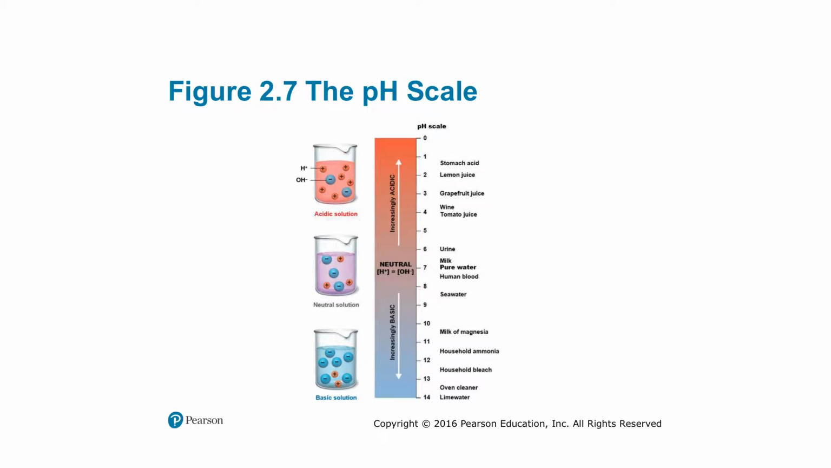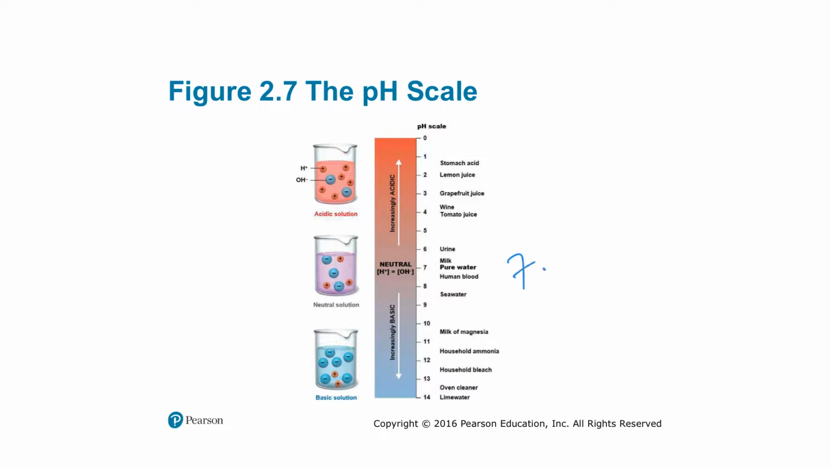All right, so the pH scale is here. You can see the acidic solutions there at the top. So stomach acid is a little bit over 1. Lemon juice is right at 2. Grapefruit juice is 3. Wine or tomato juice is about pH 4. Urine is around a pH of 6. Generally, it's in a decent range depending on what you're eating and how much water you're drinking. Milk is about 6.5. Pure water is right at 7.